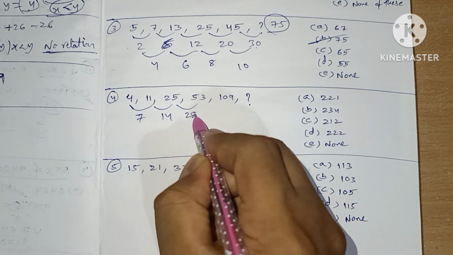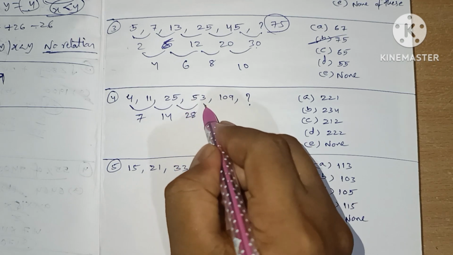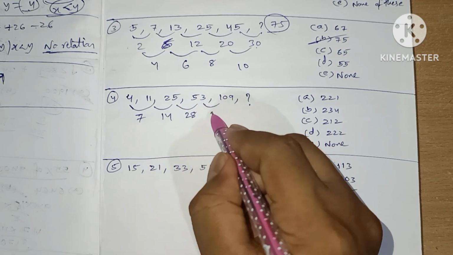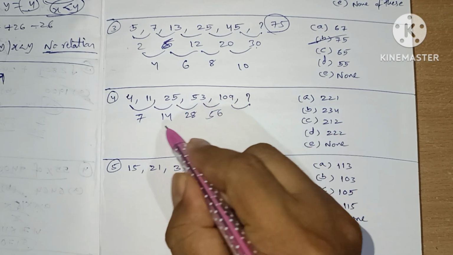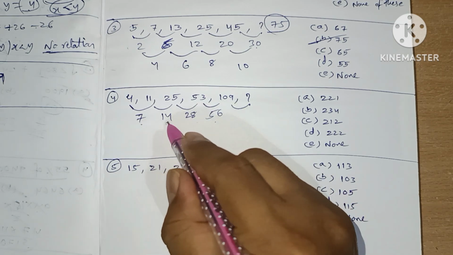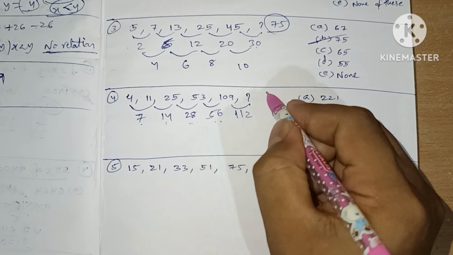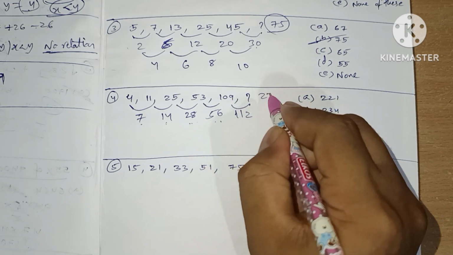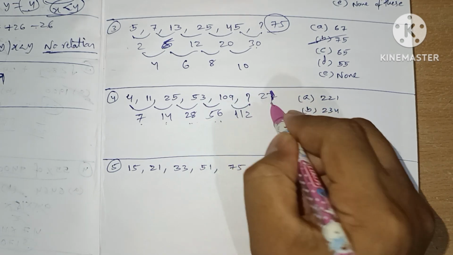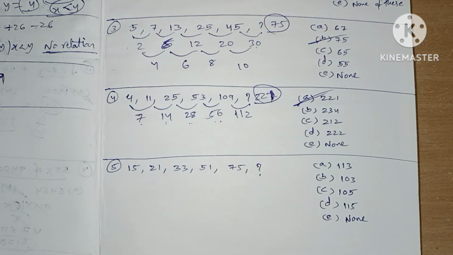Next, fourth question, here we see a difference of 7, 14, 28, 28, 56. These are doubling each time. 7 2 times is 14, 14 2 times 28, 28 2 times 56, so it must be 112. So 2 plus 9 2 2 2 1 and 2 221. Option A is our answer.